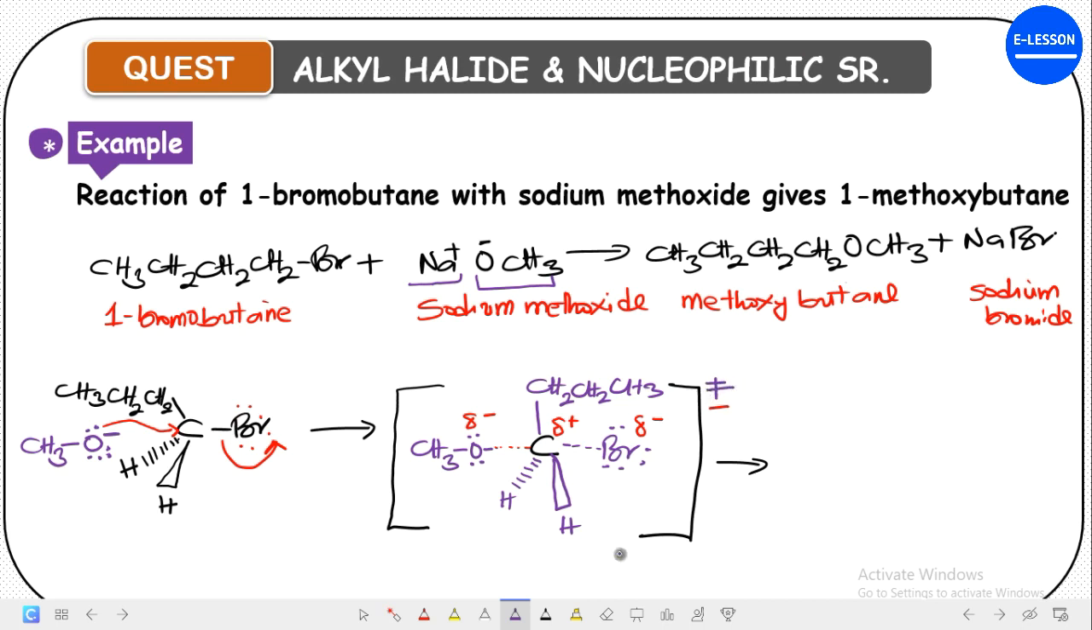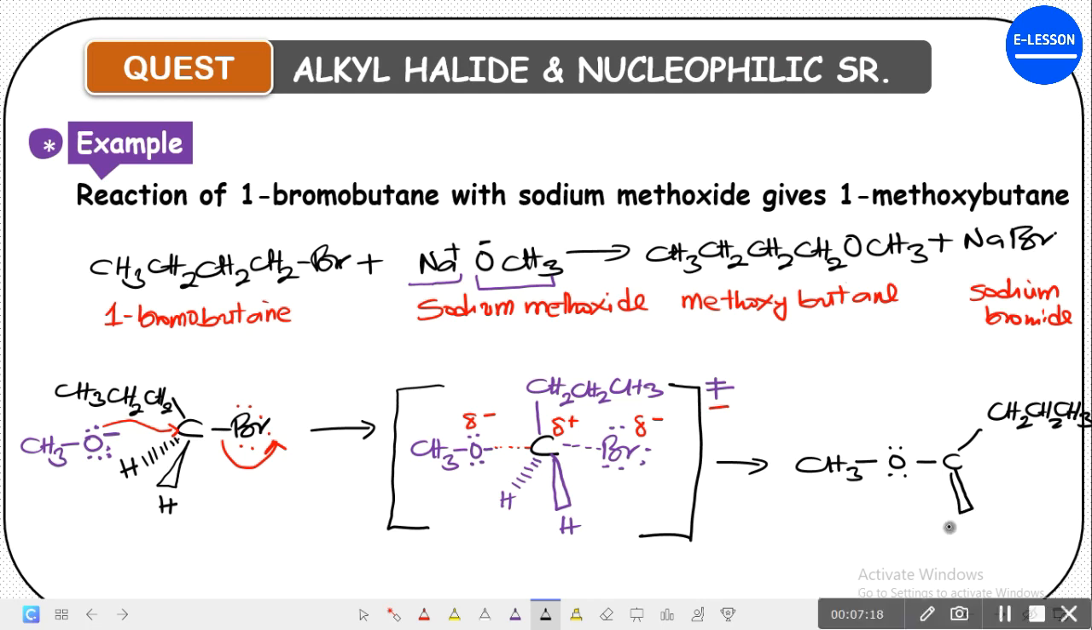All right, so the product of this reaction will be this, which is CH3. Here will be O with its lone pairs of electrons, and then you have CH2, CH2, CH3, and here you see there is an inversion of configuration. Here we have the hydrogen, and then here you have the broken wedge hydrogen.